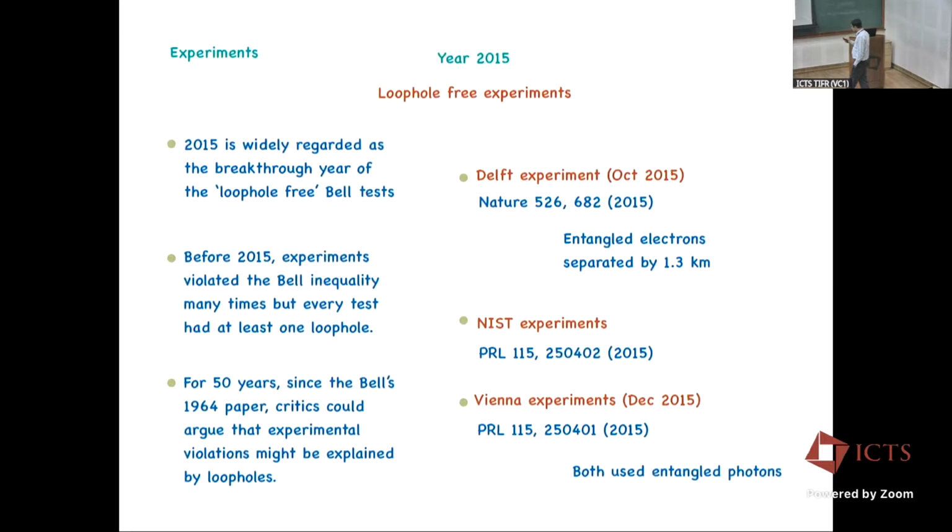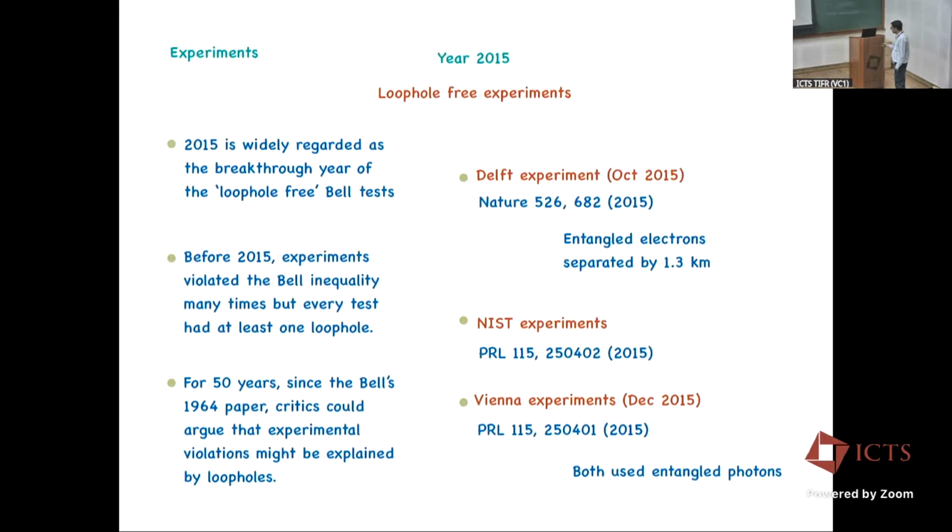Okay, so as I said, the year 2015 was a milestone, 10 years back. Before 2015, experiments violated the Bell inequality many times, but every test had at least one loophole. And so for 50 years, critics could argue that the experimental violation might be explained by loopholes. So these are the three experiments that validated this.